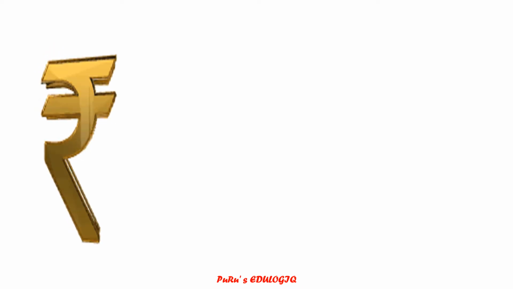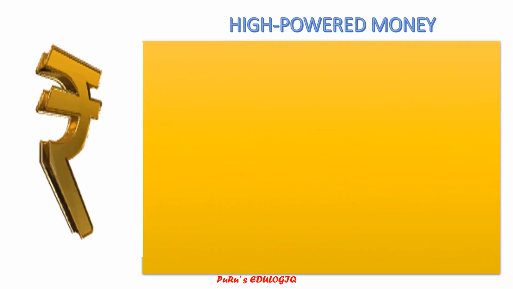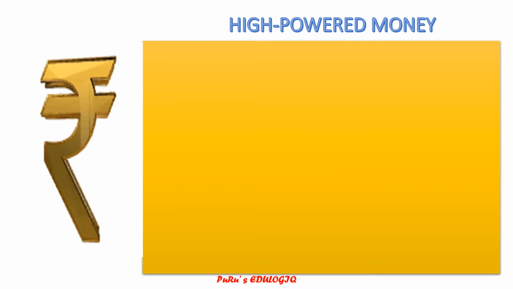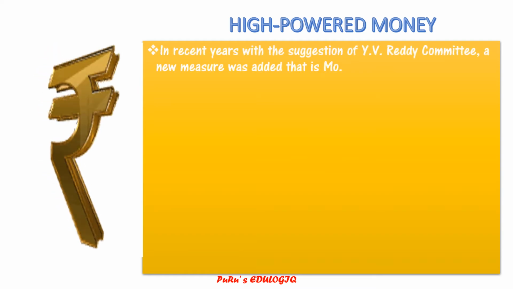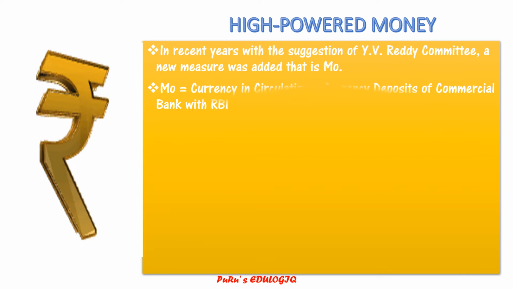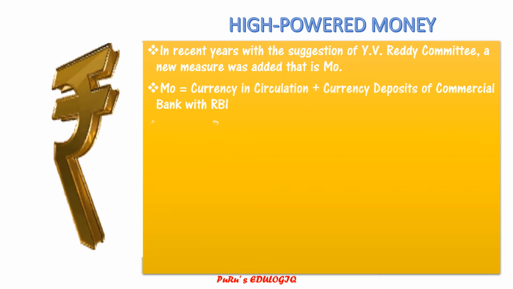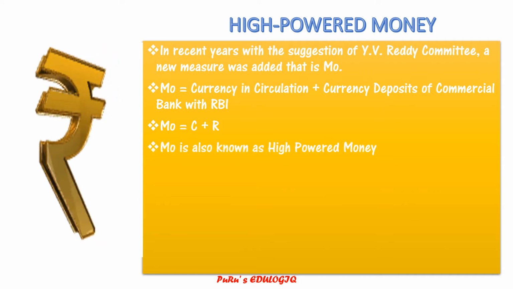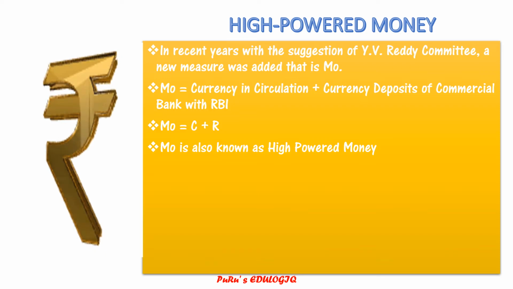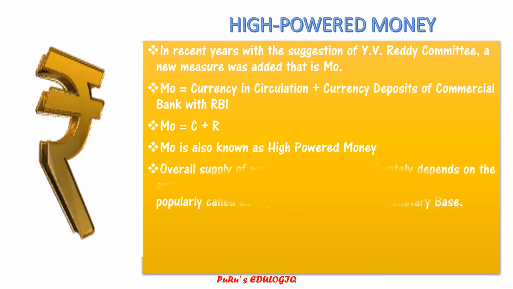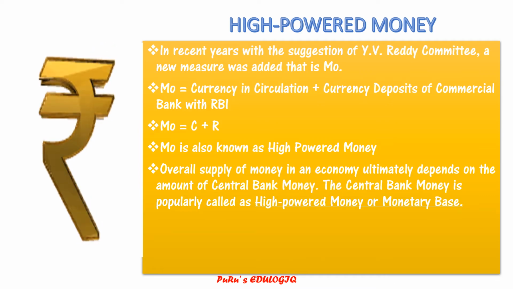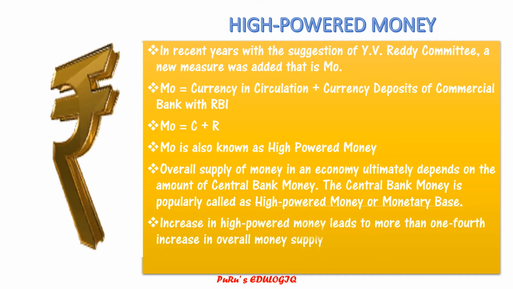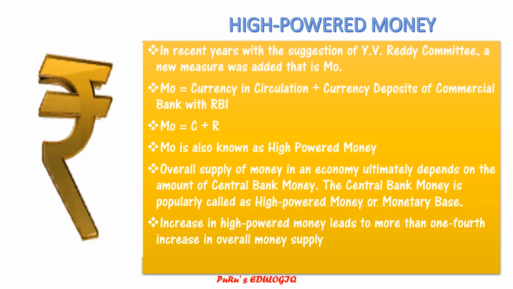Moving on further to the next concept, that is high powered money, which is popularly known as monetary base or M0. This concept came into popularity after the suggestions given by Dr. Y.B. Reddy to the RBI during 1998, and M0 is nothing but currency in circulation plus currency deposits of commercial banks with RBI, that is the reserves maintained by commercial banks with RBI. Now this base money or this high powered money is very crucial to improve the money supply in the economy.